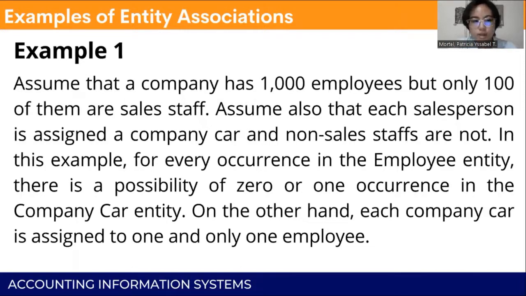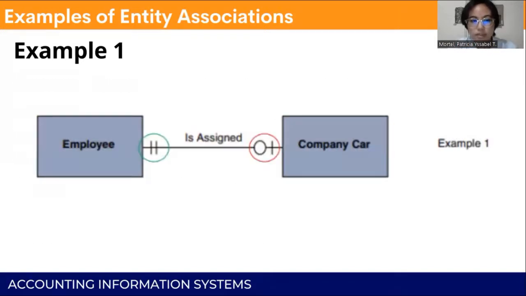Example 1. Assume that a company has 1,000 employees, but only 100 of them are sales staff. Assume also that each salesperson is assigned a company car and non-sales staff are not. In this example, for every occurrence in the employee entity, there is a possibility of 0 or 1 occurrence in the company car entity. On the other hand, each company car is assigned to one and only one employee. In this example, our entities are the employee and company car. This is their association line, the line that connects the two, and their association is described by the verb assigned.